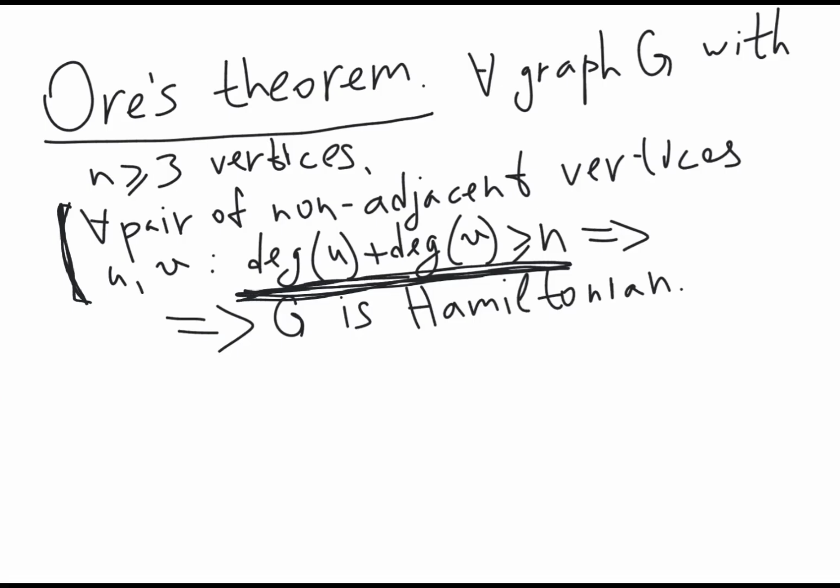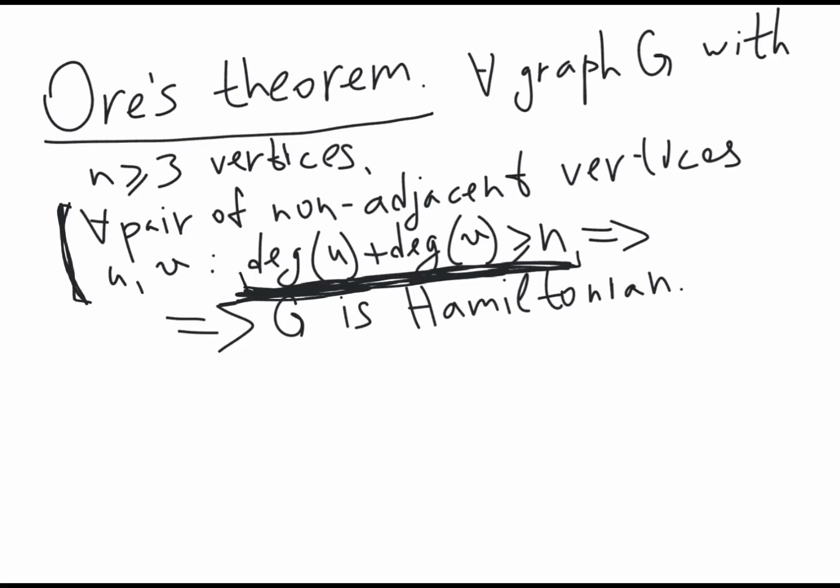Essentially what this condition means is that the graph has sufficiently many edges, because this is a lower bound on the sum of degrees, or sufficiently large degrees, another way to put it. So if the degrees of vertices are sufficiently large, generally speaking, then it must be Hamiltonian. And the precise statement is this.